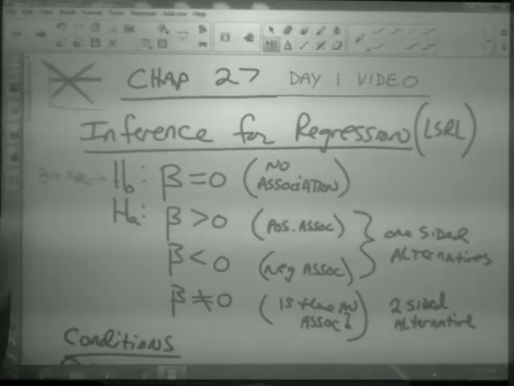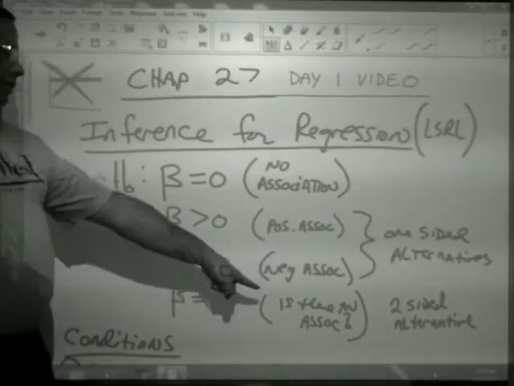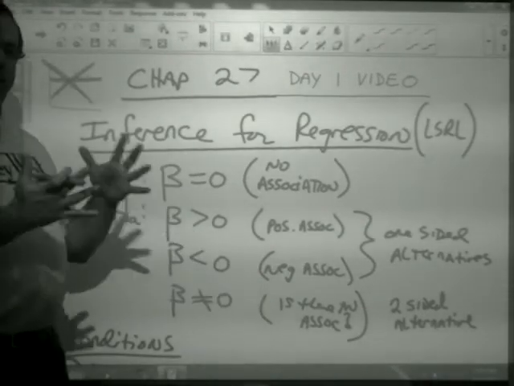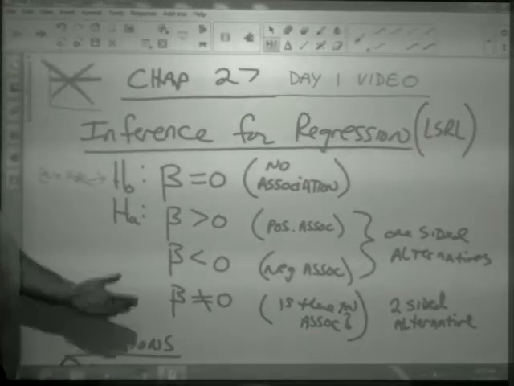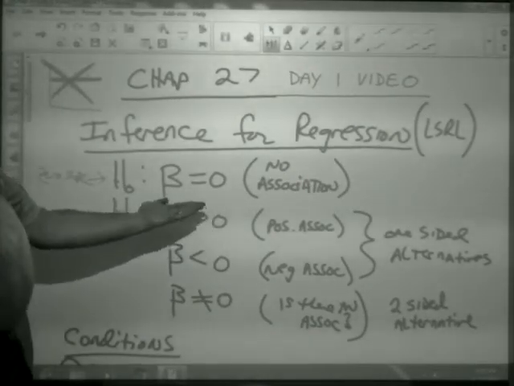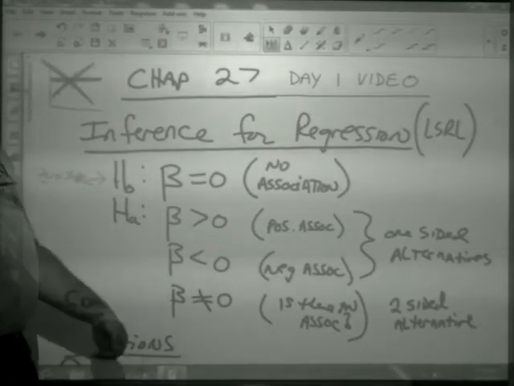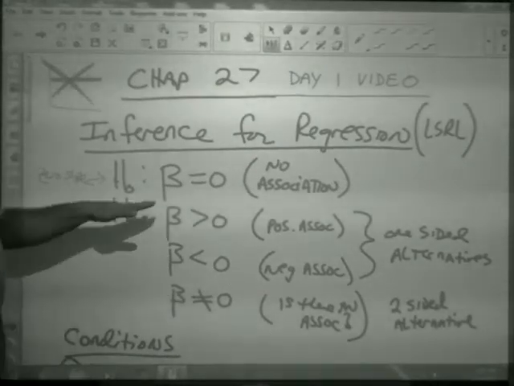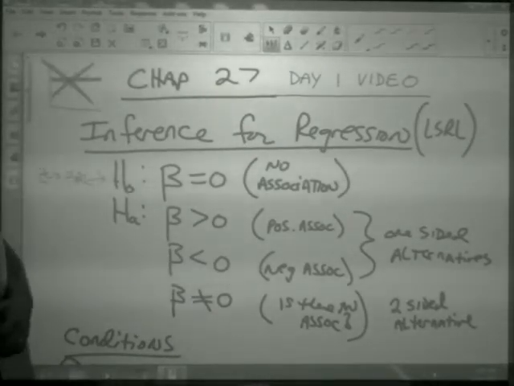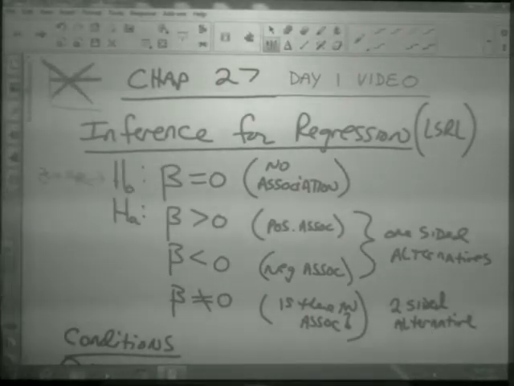Or, I'm not sure which way it's going to go, positive or negative. I'm just curious if there is an association. I don't know if it's positive or negative. I'm just trying to figure out if there is one. Here I'm thinking that there's a positive association. Here I'm thinking somehow there's a negative association. Here I'm not sure if there's one. I just would like to figure it out. So you pick an alternative just like before. But the parameter here is beta with a little tail down the bottom.